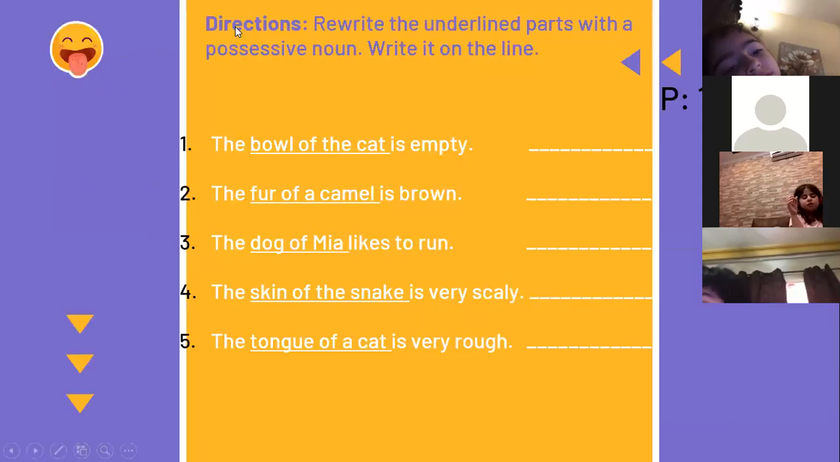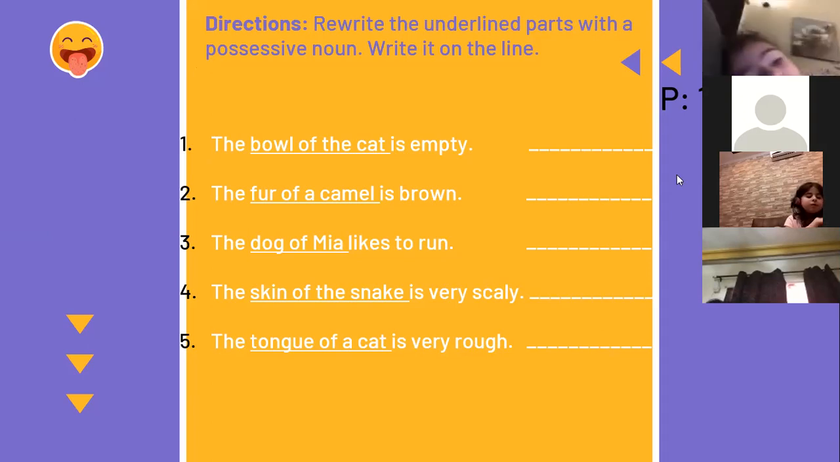If you have the English booklet, Unit 2, open it to page 152. Open your English booklet to page 152. Aline, start with the first one. Read the first sentence. We have to change the underlined part to a possessive noun.